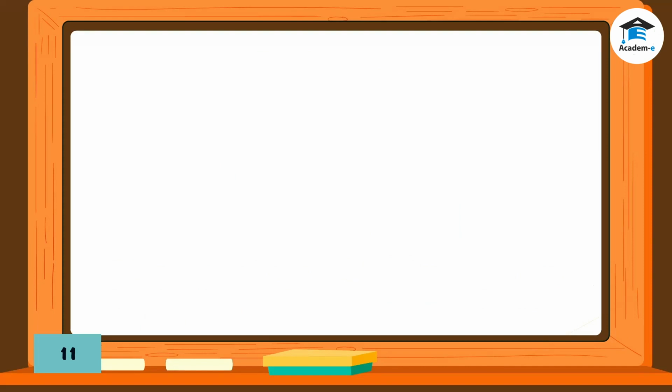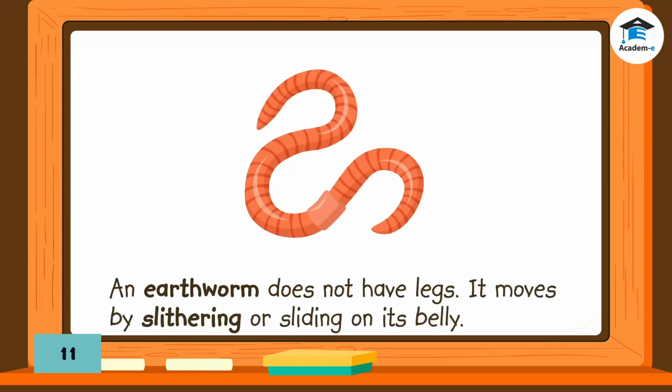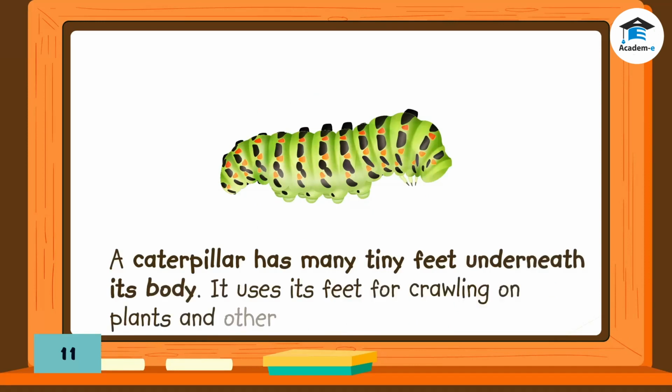Here are other animals with interesting body parts and their uses. An earthworm does not have legs. It moves by slithering or sliding on its belly. A caterpillar has many tiny feet underneath its body. It uses its feet for crawling on plants and other surfaces.